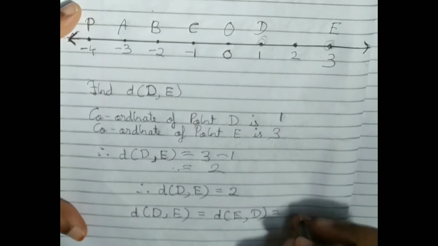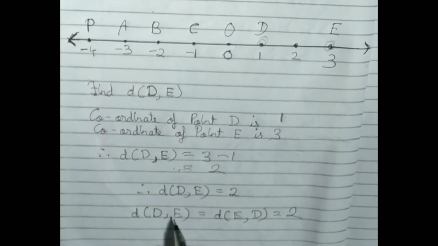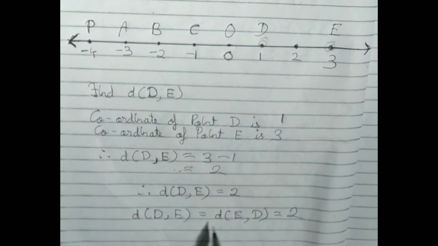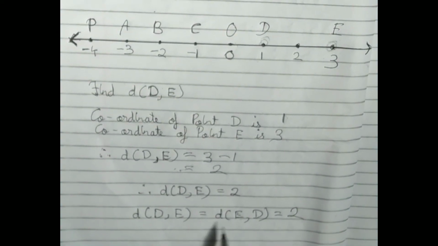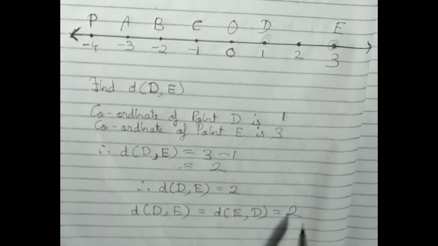So what is the answer? 2. Distance DE is equal to distance ED, equal to 2. If we interchange the points, then also the distance will remain the same.